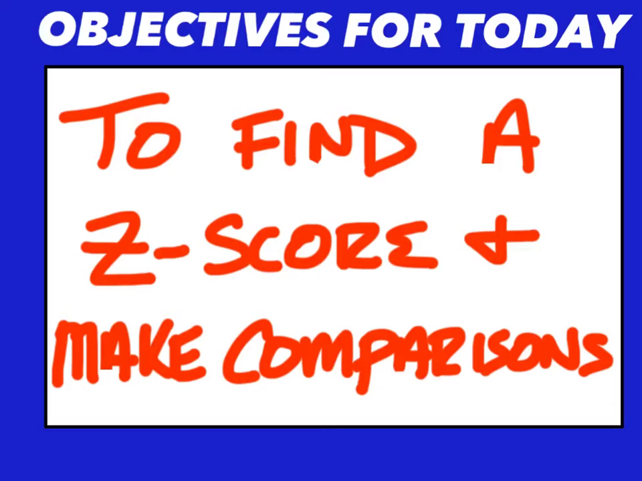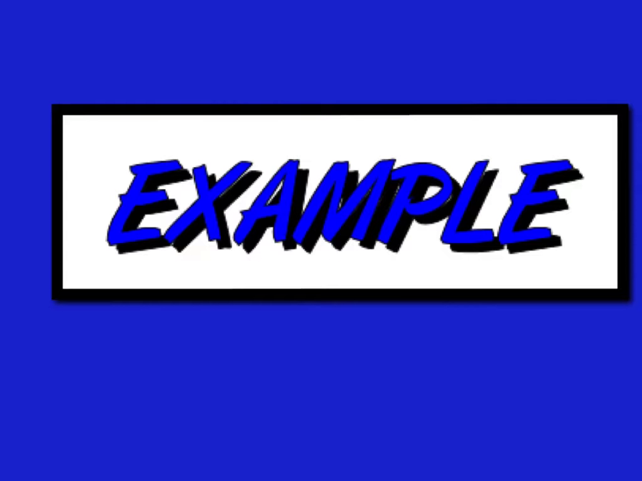to find a z-score and make comparisons. So you're going to do the same thing as you did yesterday and the lesson before that, but you just have one small little thing to add on to it. Here's an example. The list of numbers here will be 4, 5, 9, and 2. So we have to find the standard deviation first.